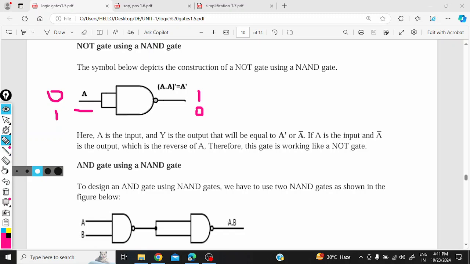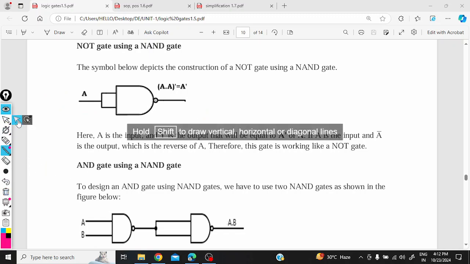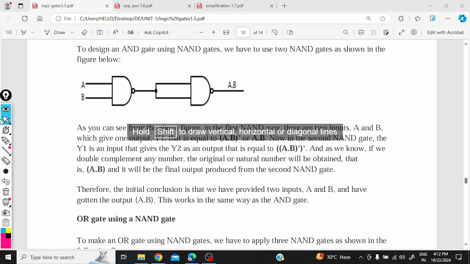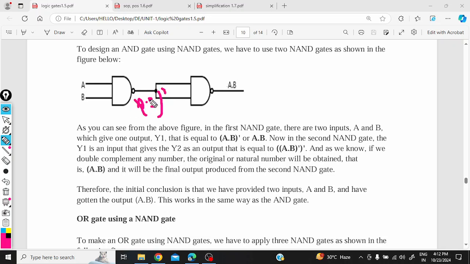Similarly, if I get on to the AND gate operation, this is the AND gate operation. If you see here, A and B are the two inputs which are given to a NAND gate, that is A dot B whole bar. For this A dot B whole bar, I am connecting a NOT gate. So this was the symbol which I used as the NOT gate operation, where I am going to get A dot B. So I am getting an AND gate operation using NAND gates. This is how we achieve the AND operation using NAND gates.